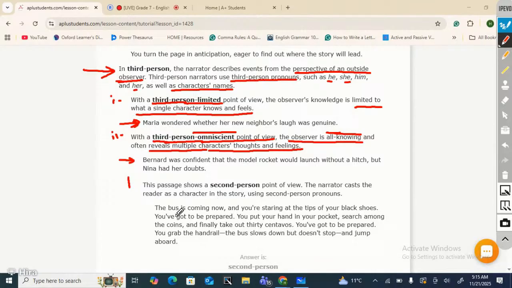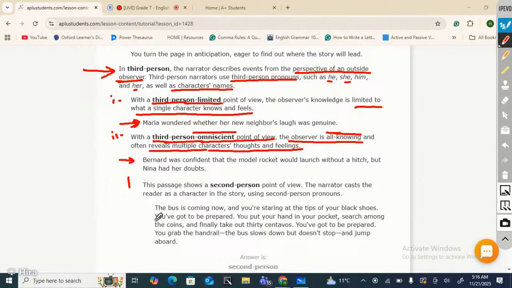Okay, there is a passage. Let's read this passage, and we'll see which point of view it shows. The bus is coming now, and you're staring at the tips of your black shoes. You've got to be prepared. You put your hand in your pocket, search among the coins, and finally take out 30 centavos. You've got to be prepared. You grab the handrail, the bus slows down but doesn't stop, and jump aboard.